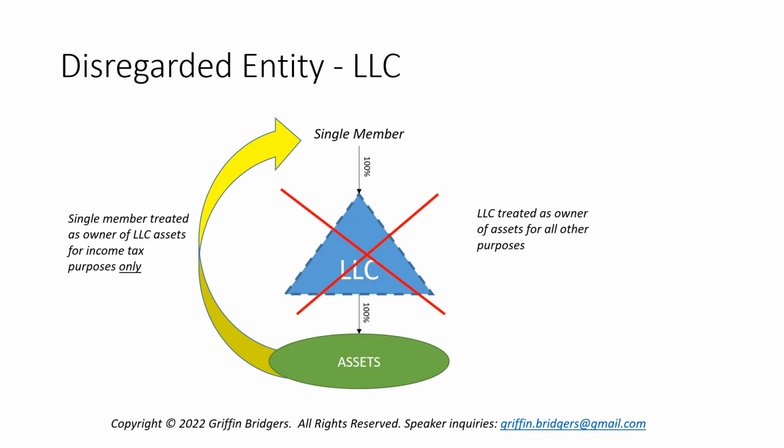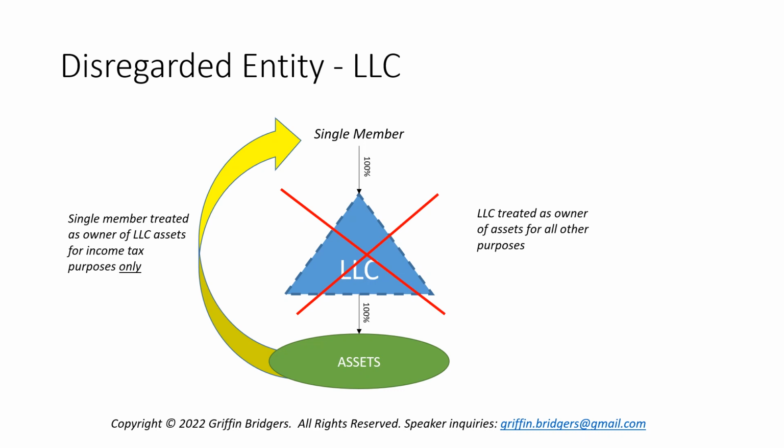So what does this structure look like visually? Well, in this case, you have a single member of an LLC. They own 100% of the LLC interests, and the LLC owns assets. It might have a 100% interest in those. But what this means is that for income tax purposes only, since there's only one member of the LLC here holding 100% of the interests, the IRS disregards the existence of the LLC for income tax purposes only and treats the single member as if they are the tax owner of all of those assets.